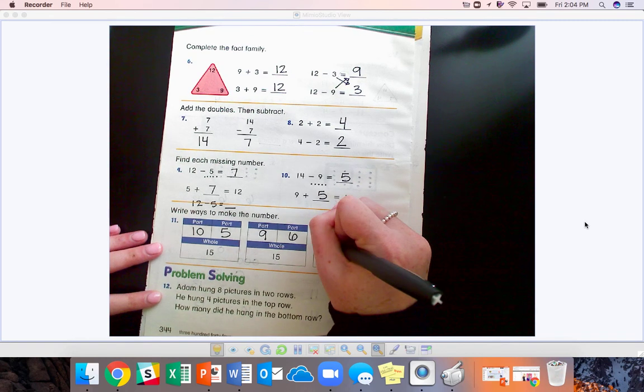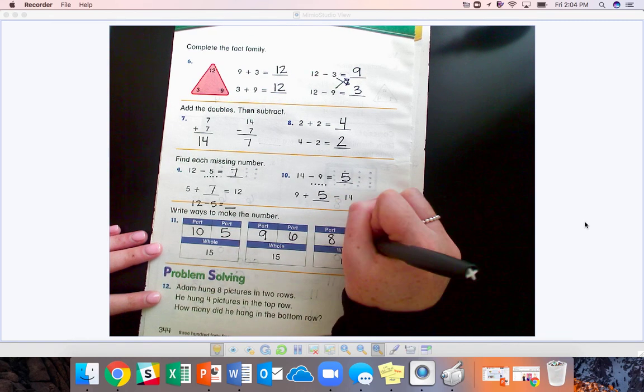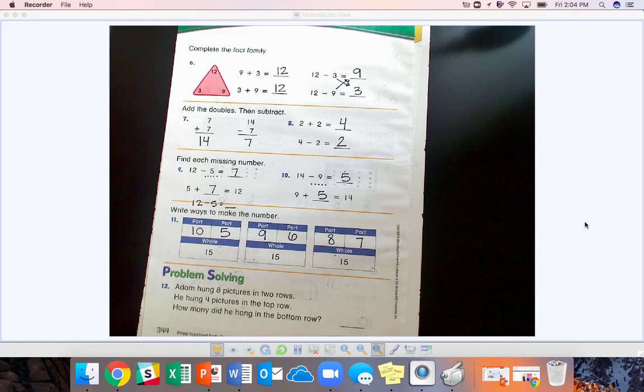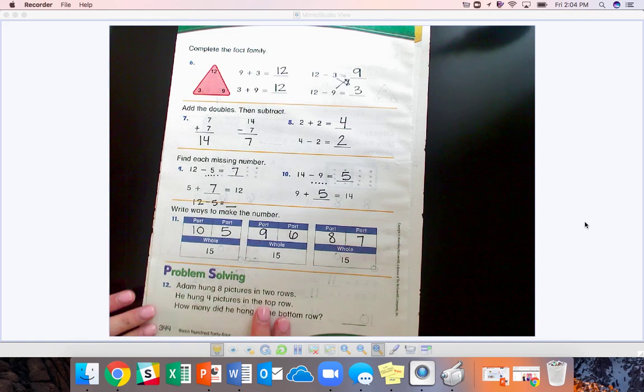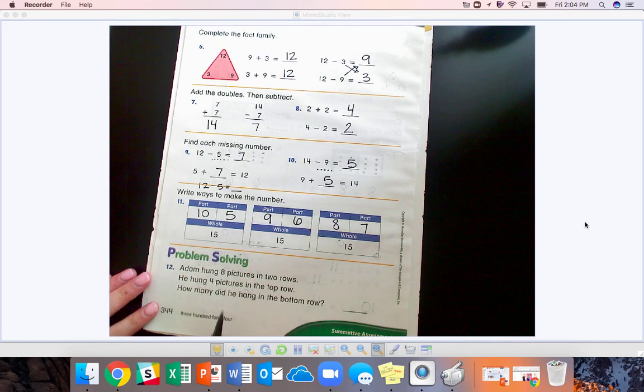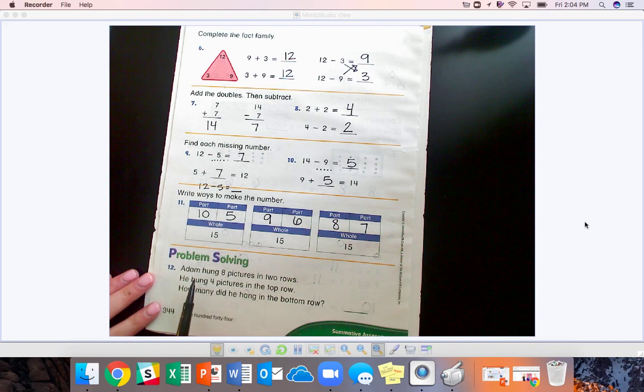Nine and 6, or 8 and 7. You might have come up with a couple of other options as well. Last one, nice job, boys and girls.